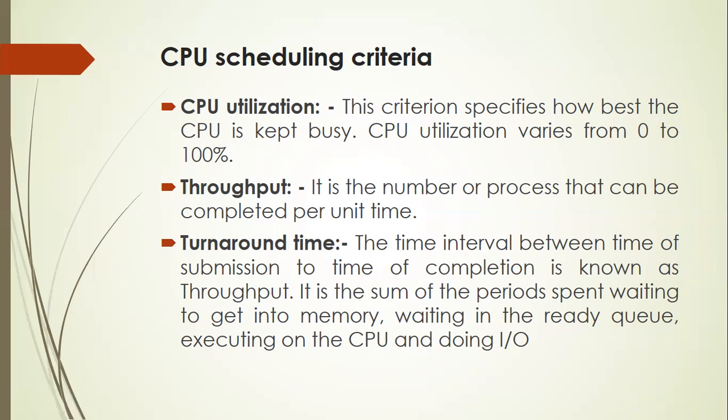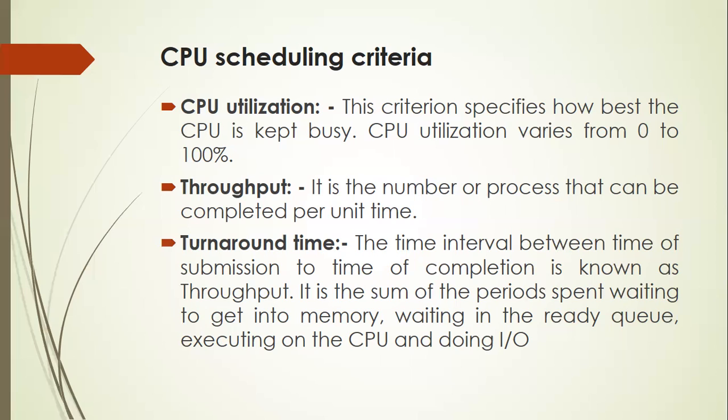Suppose in your ready queue, all the jobs are 100% CPU bound jobs, meaning none of the jobs has any IO operation. In that case, CPU utilization is 100%. Suppose all the processes in the ready queue are IO bound jobs, meaning they don't require the CPU. In that case, your CPU utilization is 0%. Hence, CPU utilization is expressed in percentage, varying from 0% to 100%. So this is the first criterion which decides the goodness of a CPU scheduling algorithm.